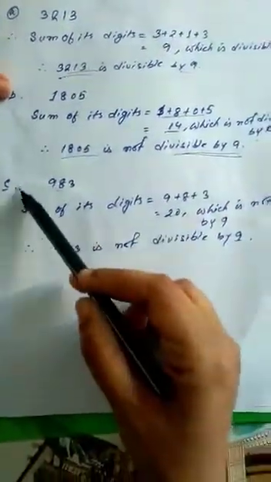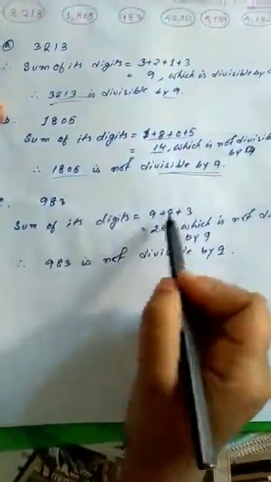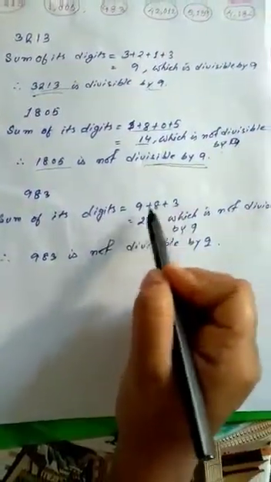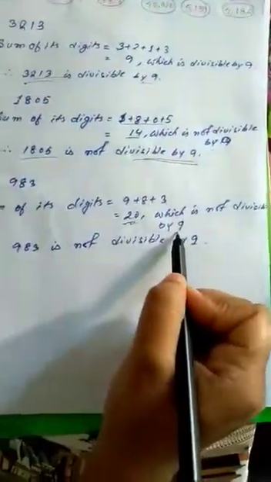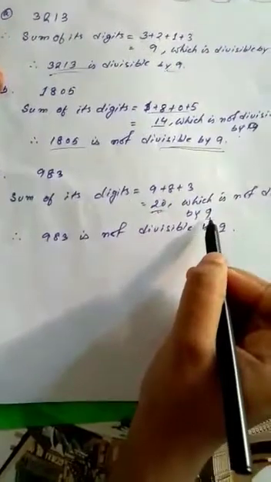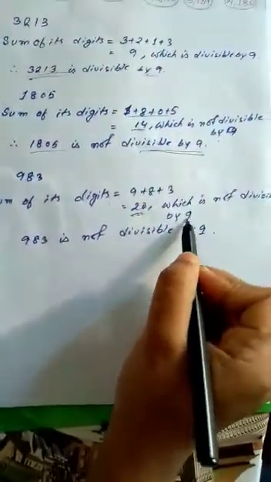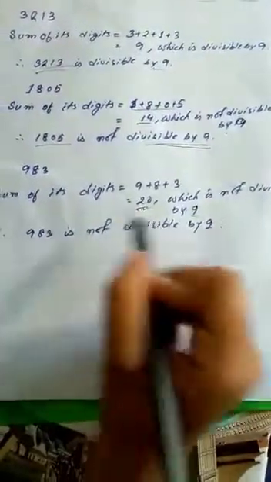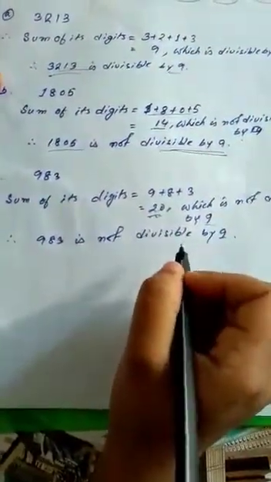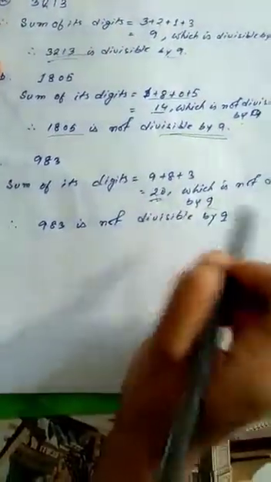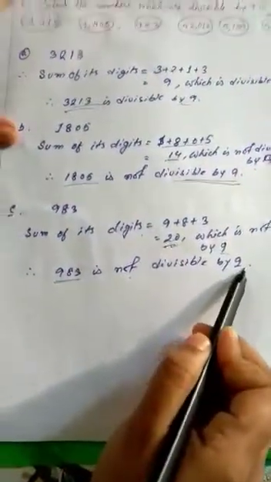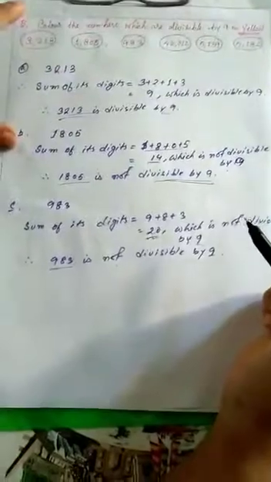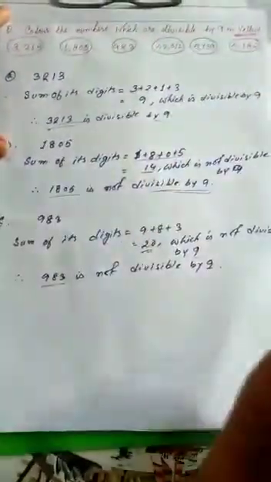Alright children, the next number, C, I have taken is 983. The sum of each digit is 9 plus 8 plus 3. After adding, we get 20, which is not divisible by 9. If 20 cannot be divided by 9 evenly, a remainder will be there. That means the whole number is not divisible by 9. So it's fine students. The rest of the numbers can be checked by you the same way, and then put the color. Thank you children.